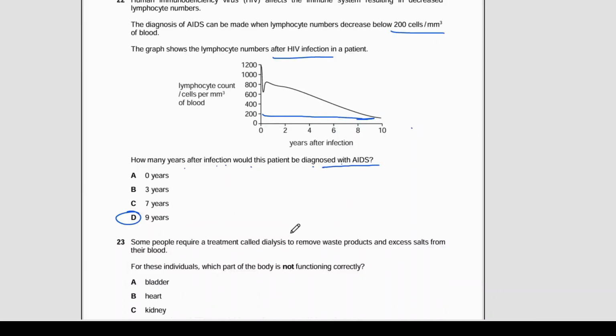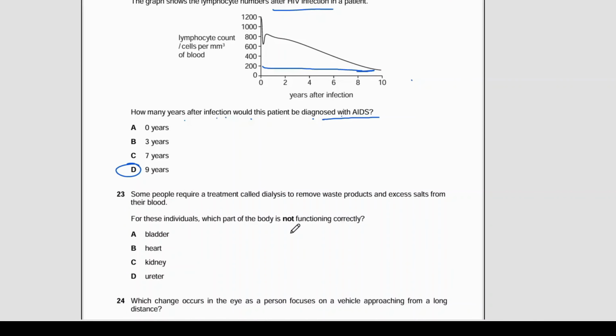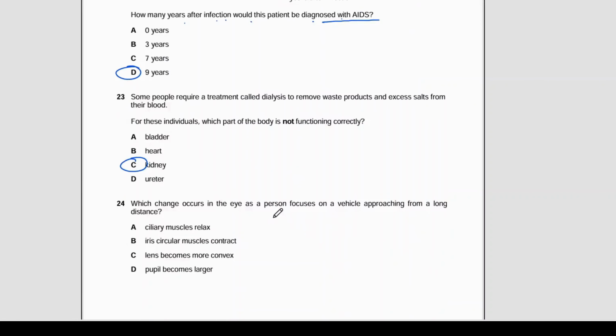9 years. Okay. Some people require a treatment called dialysis to remove waste products and excess salt from their blood. Which part of their body is not working? Kidney. Correct. Next one is what changes occur in the eye if the person focuses on a vehicle approaching from a long distance. Now it's coming towards you, so the lens becomes thicker, and why? 24. I have given the answer. Oh my god, it's written over there. The lens becomes more convex. Oh my god, I thought they would ask about muscles, so yeah, the answer is given.